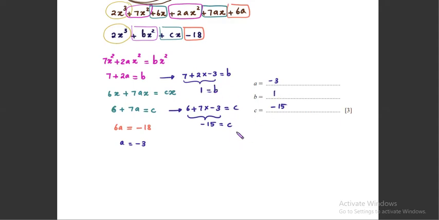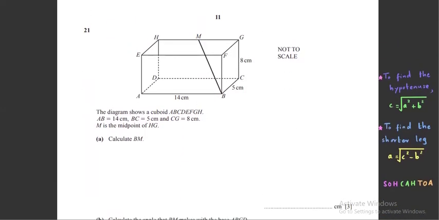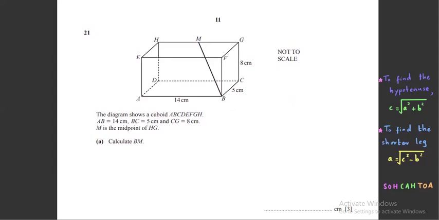So we have now found what a, b, and c are equal to. We know a is equal to negative 3, b is equal to 1, and c is equal to negative 15. We are done with this question. Let's move on to the next question, which is question 21. In this question, we need to calculate BM. The length of BM is what we are supposed to find.